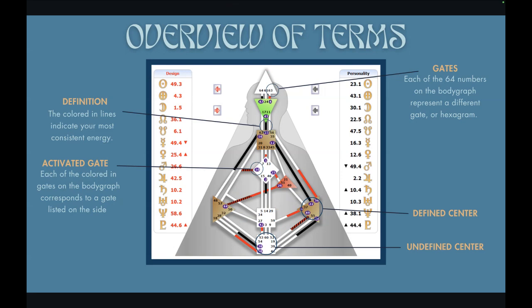So there's your defined and undefined centers. Again, we're going to go way deeper into those next Wednesday. This is also your definition. Where you have defined centers, these lines connecting all of the centers are called channels. There are 36 different channels in the chart. When they are colored in, these are defined channels. This is your definition: your defined centers, your defined channels. And this is what defines you.